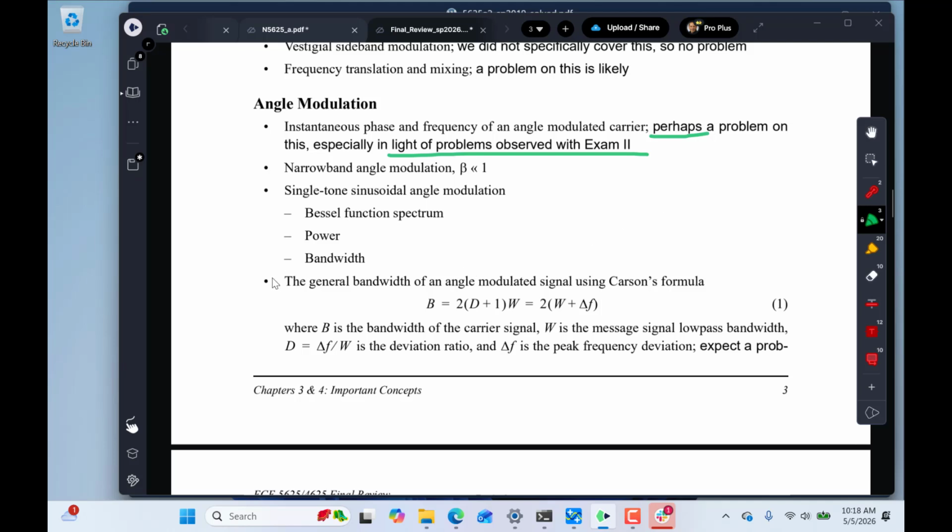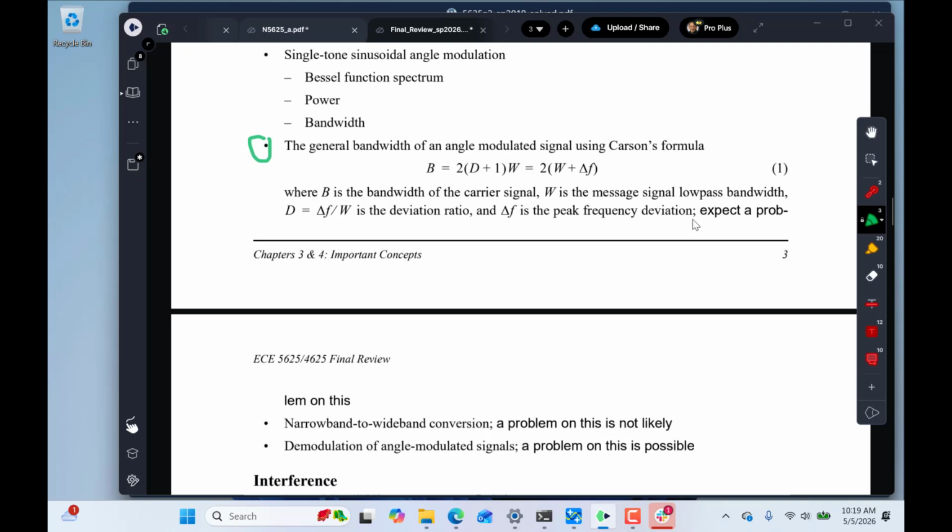Carson's rule. There will be something where you get to think about Carson's rule. Even the example I did early in class today with the frequency division multiplexing, Carson's rule showed up in there. So expect that to definitely happen somehow, somewhere. There will be, it'll touch upon it somewhere, somehow.